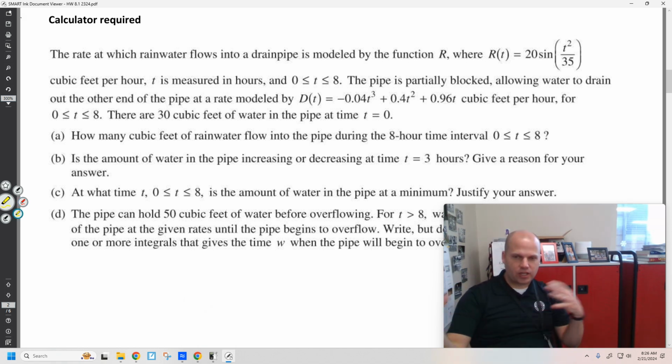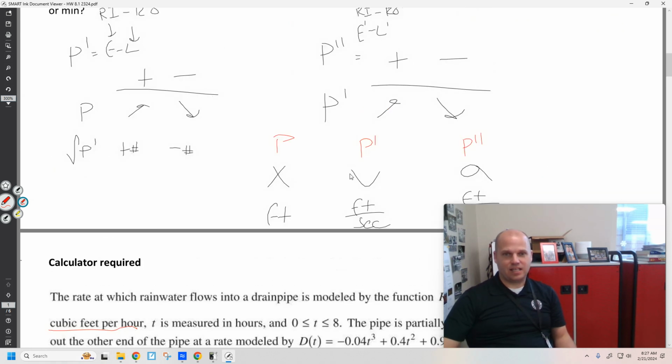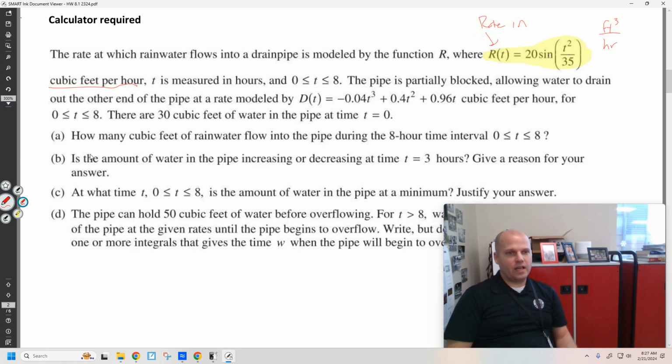We need to understand the dynamics going on in the problem. We did this in class. We have a rate in. This is my rate in. It's in cubic feet per hour. That makes sense. It's a velocity. It's in cubic feet per hour. That's a velocity, like feet per second, velocity, first derivative. Cool. Then we have a rate out. Cubic feet per hour. This is my derivative out.